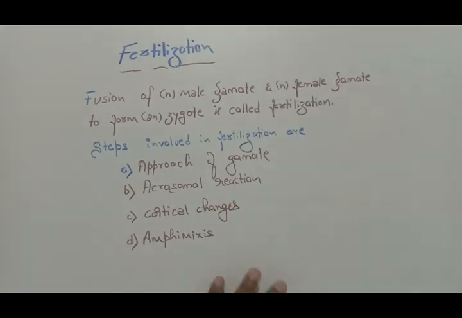The next step is cortical changes. The entry of sperms into the egg induces changes in the egg membrane. It allows only one sperm to enter inside, and the remaining sperms or multiple sperms are blocked. This ensures that only one sperm can fertilize one ovum, and that is nothing but cortical changes.